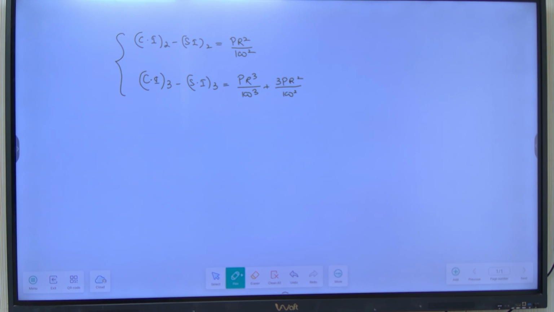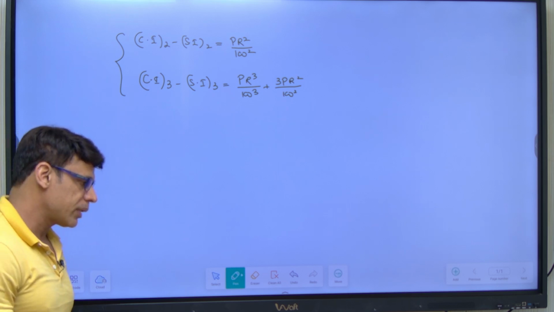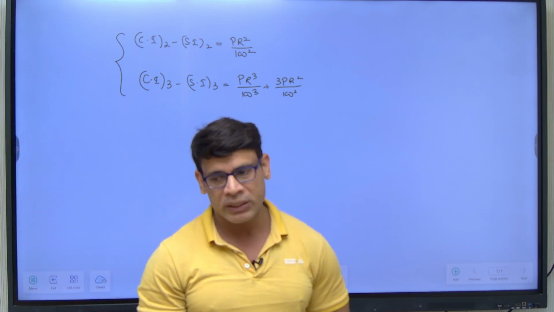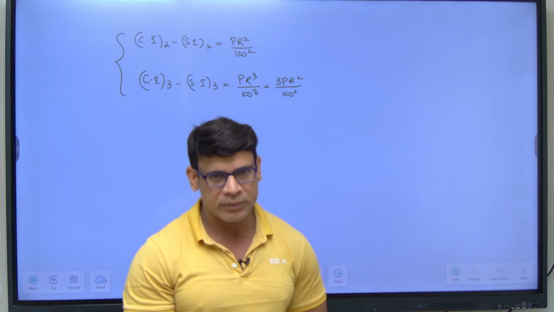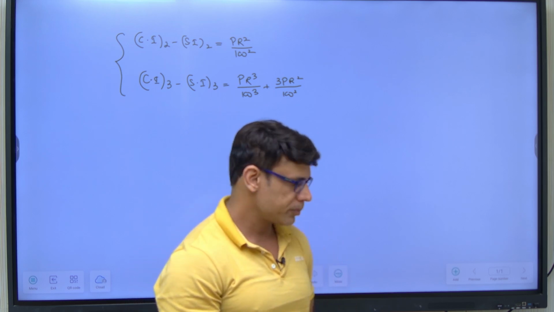Just remember this formula. They can ask you what is the difference between compound interest and simple interest on the same sum of money at 5% rate of interest, 10% rate of interest. Right? That kind of question can be asked.